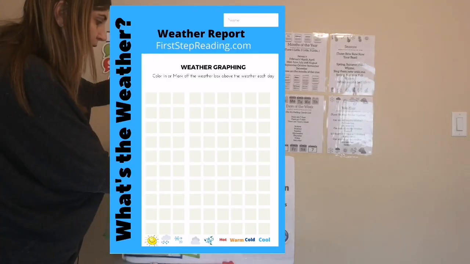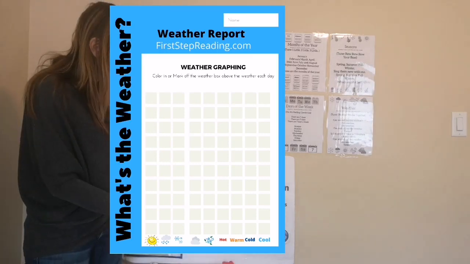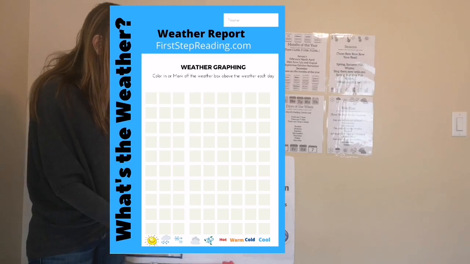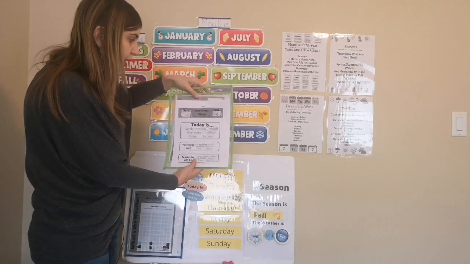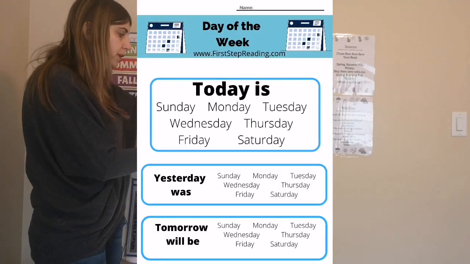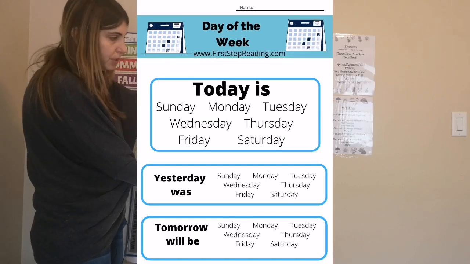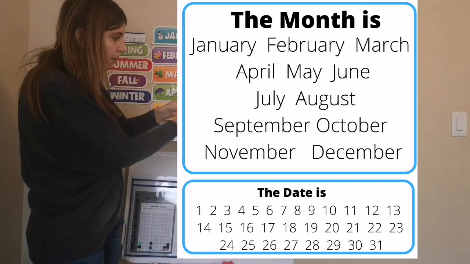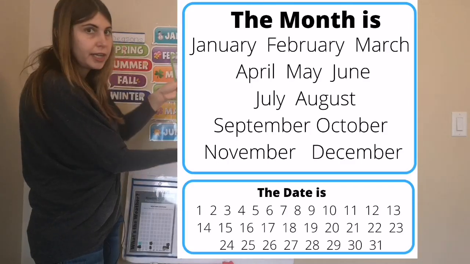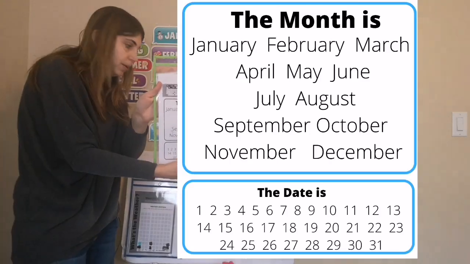So we have weather graphing. You can graph the weather with the temperature and see in November what kind of day you mostly had, the temperature and the weather. You can do your days of the week where you figure out what day it is today, what day it was yesterday, and what day it will be tomorrow. And you can do your month and your date. So you can print those out and do calendar at home.